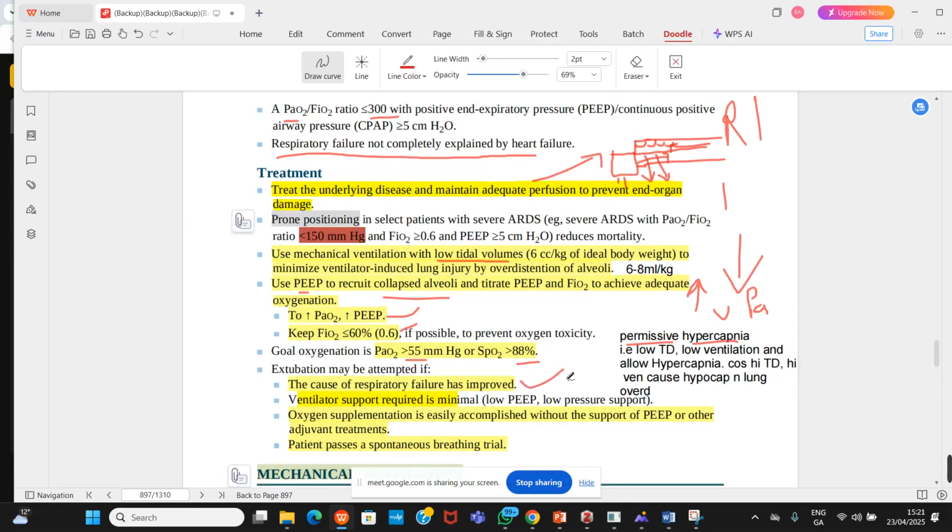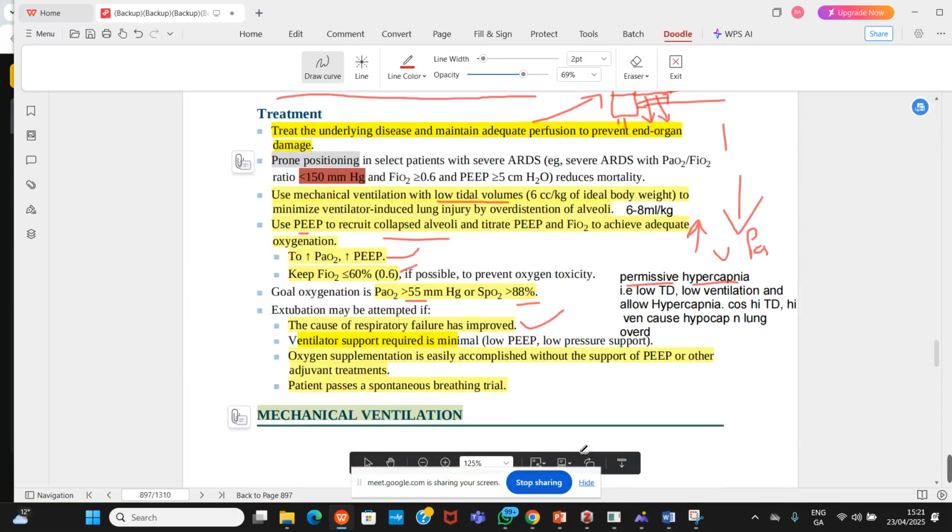So when do you extubate people with ARDS that you have placed on a mechanical ventilator? You can extubate if the cause of the respiratory failure has improved. So the person having sepsis, you have given antibiotics, the parameters are now looking fine. You can extubate.